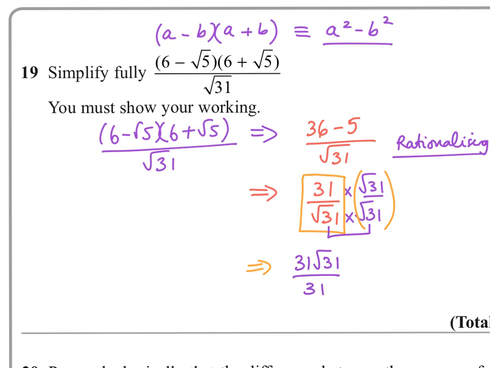And then look what happens here. 31 divided by 31 is just 1, and we're left with the answer of root 31, which is a nice and compact answer, and it looks much better than this, doesn't it?